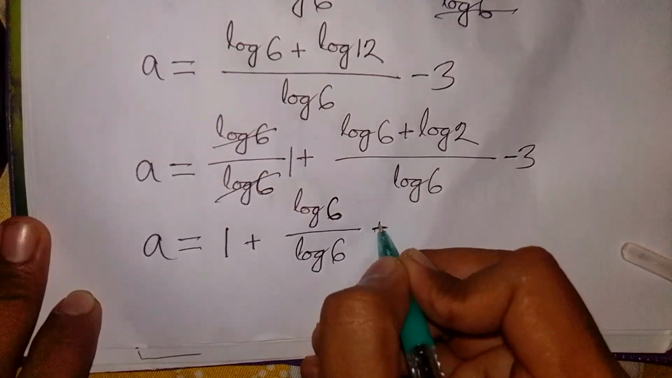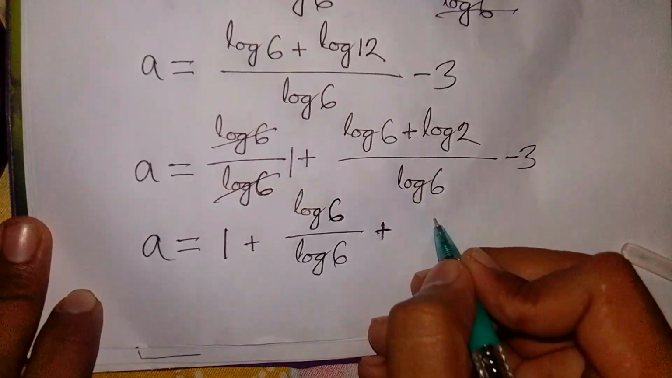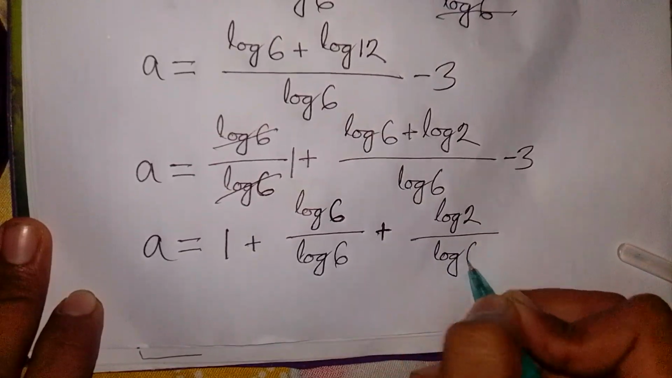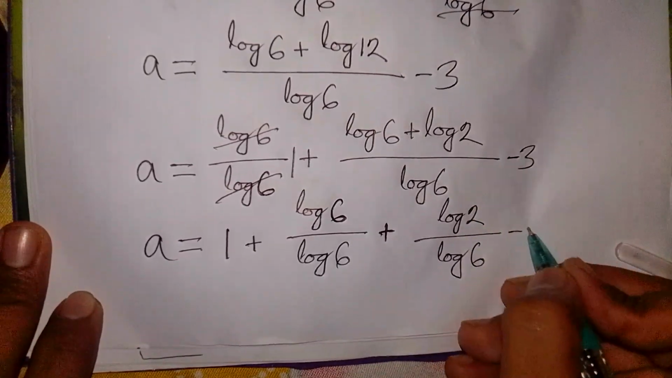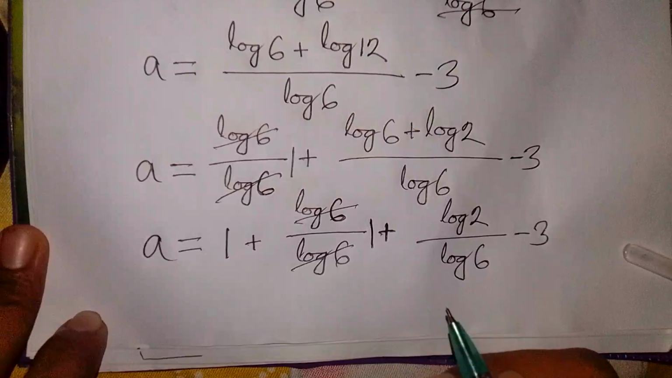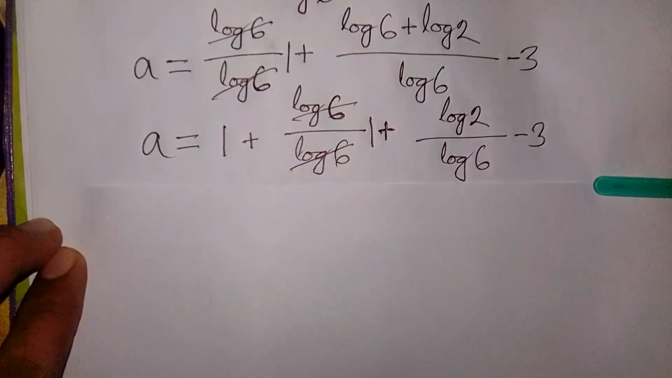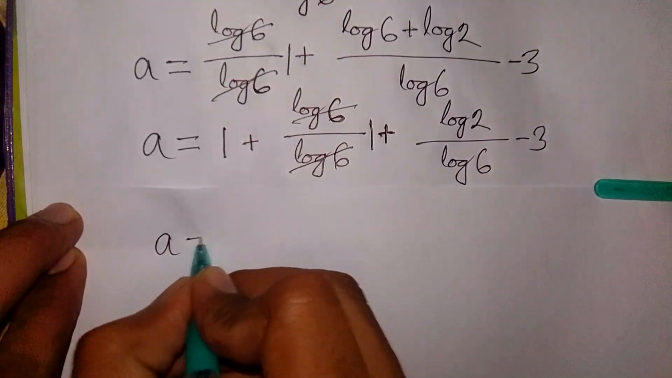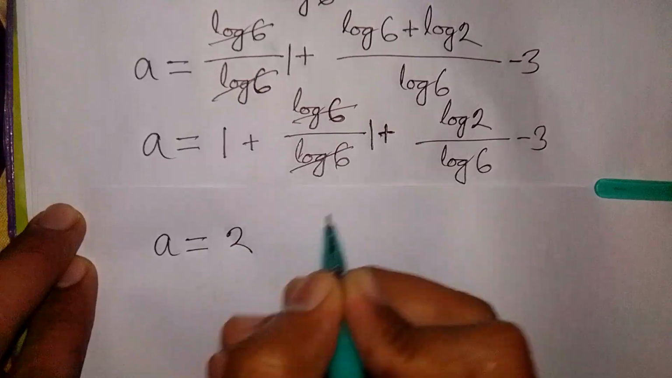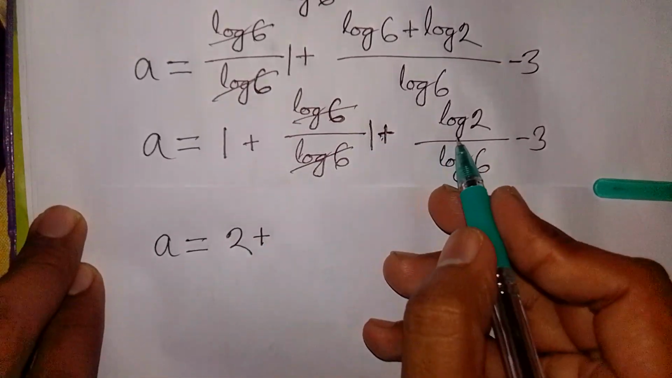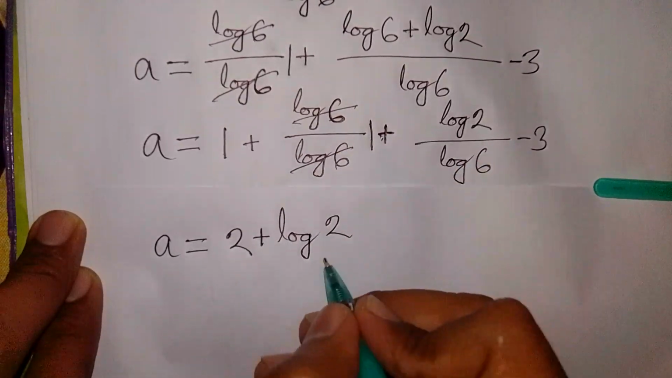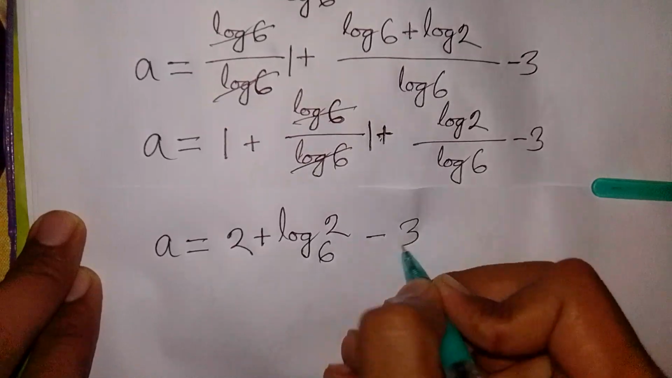then plus log 2 over log 6. Here subtract 3. Now this log 6 will be cancelled. Here 1. Now a will be equal to 1 plus 1, that means it will be 2, then plus log 2 over log 6, which is the same as log 2 base 6, then subtract 3.